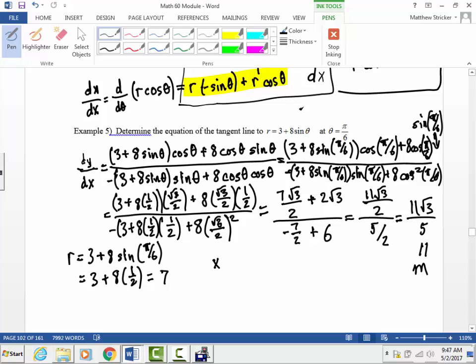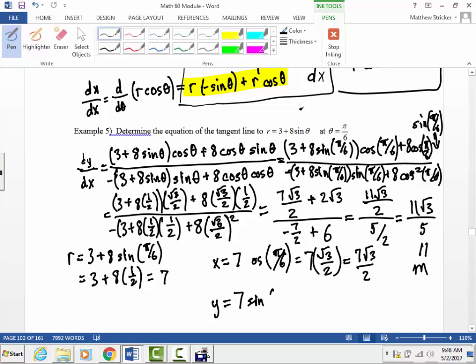So x then is equal to 7 times the cosine of pi over 6, which is 7 times root 3 over 2, which is 7 root 3 over 2. And then likewise y would be 7 times the sine pi over 6, which is 7 times 1/2.